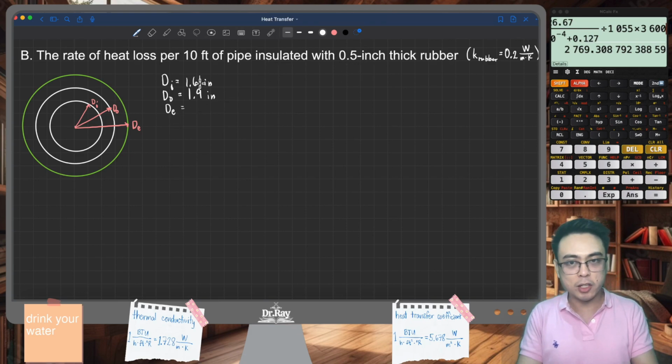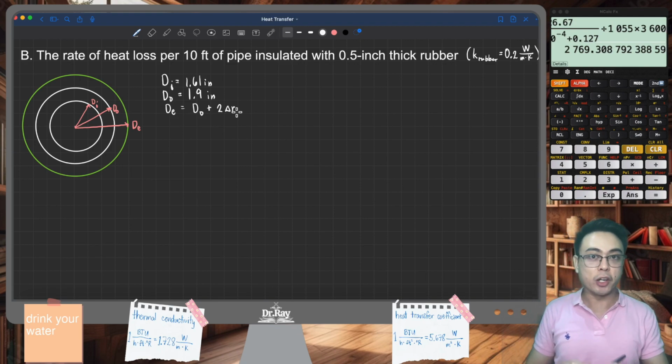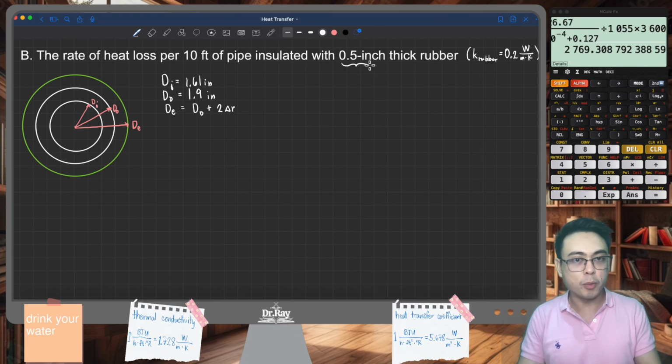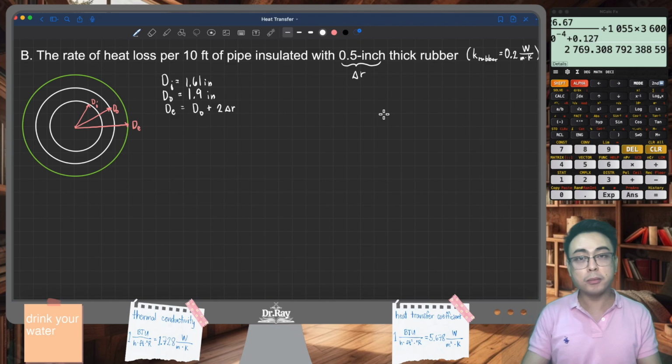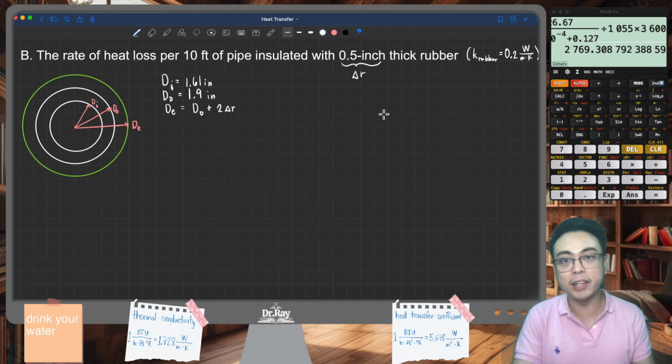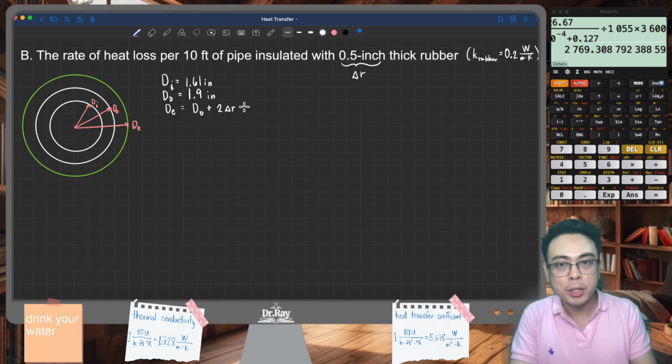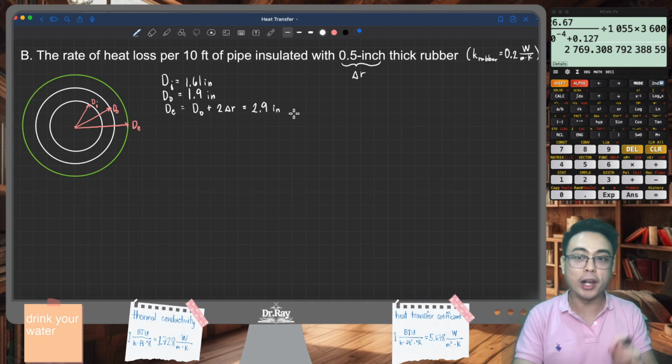So the external diameter will become DO plus twice the thickness of the rubber layer. That's my delta R. So the 0.5 inch is my delta R, the thickness of the added insulation. Now this becomes 1.9 inches plus 2 times 0.5, which is 1, so this becomes 2.9 inches. That is our overall external diameter.